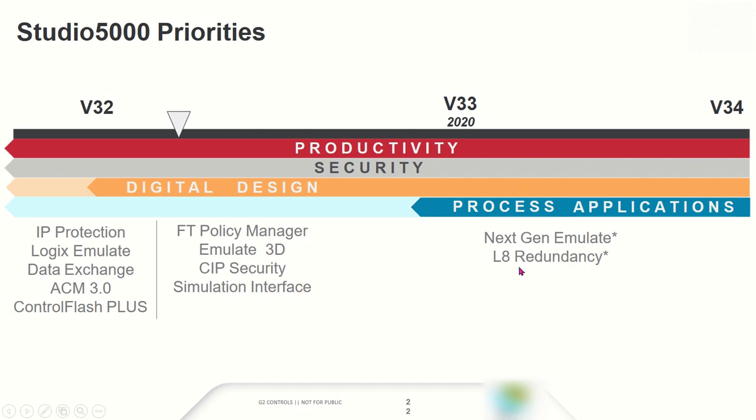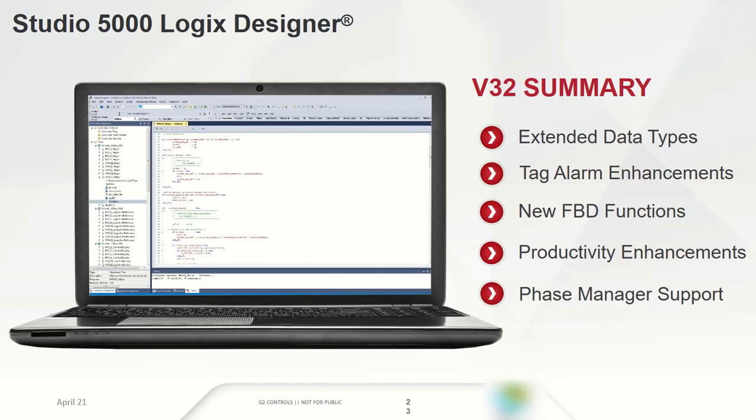In the emulator, the next generation emulator is Elite redundancy. In the emulator right now, up to the 32 version, we are not able to make the controller redundant in the emulator, but from this 33 version, we can emulate two controllers with each other, and we can see the emulation.